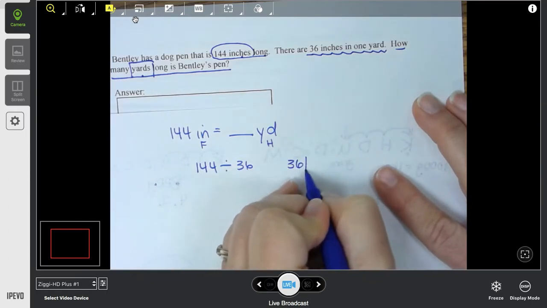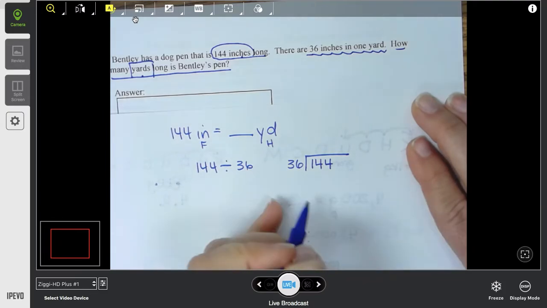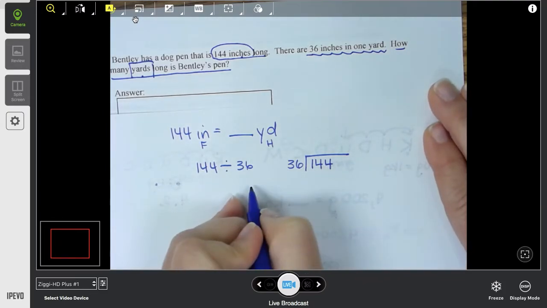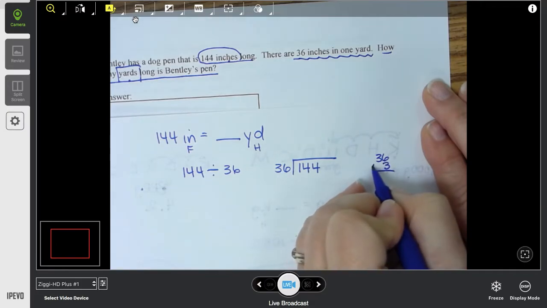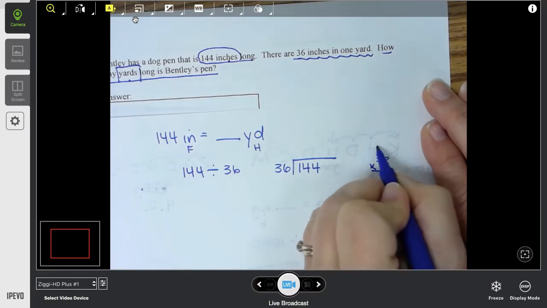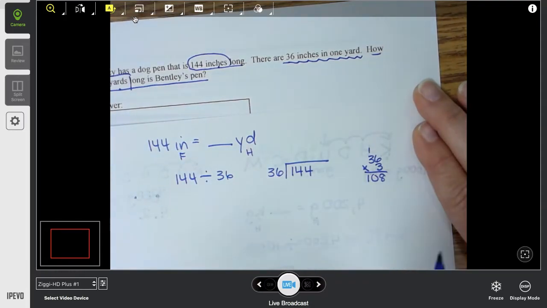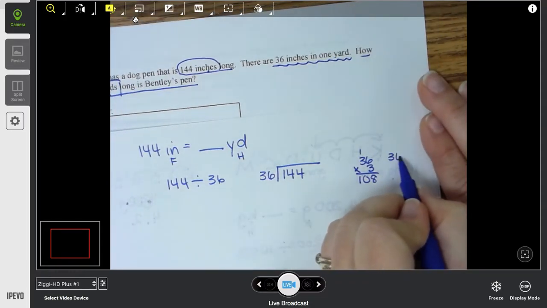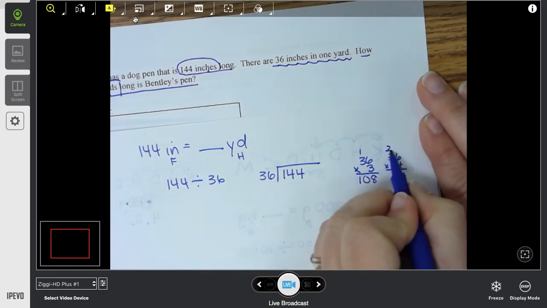All right, let's take it over here. 36 into 144. I'm going to do some trial and error over here, and let's see how many 36s. I'm going to guess 3. 3 times 6 is 18. 9 is 108. I bet you I can get another one in there. Let's do 36 4 times. 4 times 6 is 24.